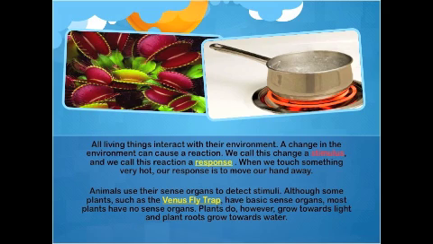All living things interact with their environment. A change in the environment can cause a reaction. We call this change a stimulus, and we call this reaction a response. When we touch something very hot, our response is to move our hand away. Animals use their sense organs to detect stimuli. Although some plants, such as the Venus flytrap, have basic sense organs, most plants have no sense organs. Plants do, however, grow towards light, and plant roots grow towards water.